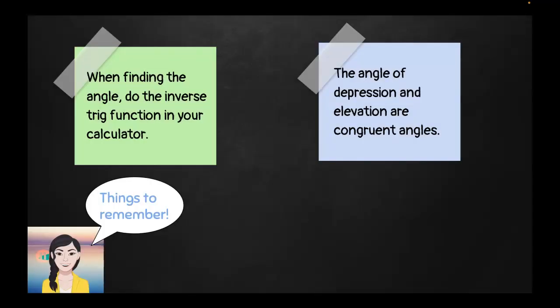Now here are some things for you to remember. When you're finding your angle, do the inverse trig function in your calculator. If you forget to press the second and then, let's say, cosine, you're actually going to get a different answer. And remember, the angle of elevation and depression are congruent angles.